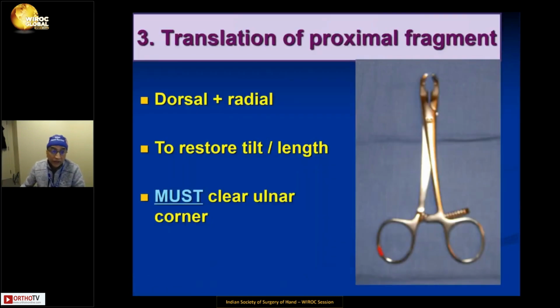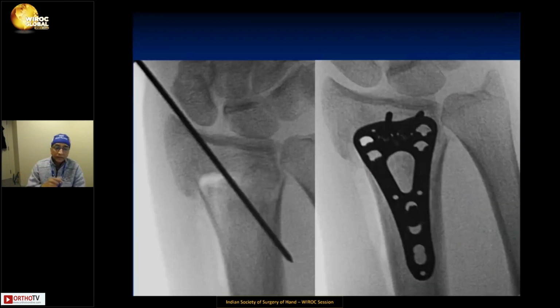Sometimes all this is not adequate, and you can't get enough radial length and enough tilt because the ulna is intact and doesn't allow you to get that back. In that case, you can move the radial shaft in a radial direction because that also will give you your length back. But the key is, before you do that, the volar ulnar corner of the fracture must be cleared of all soft tissue and of any early callus. Let's see an example of this case.